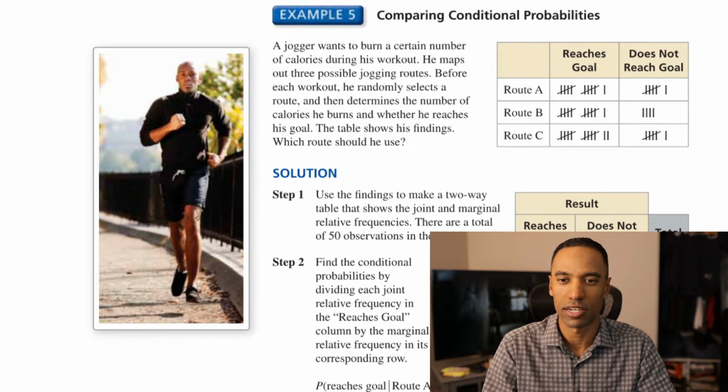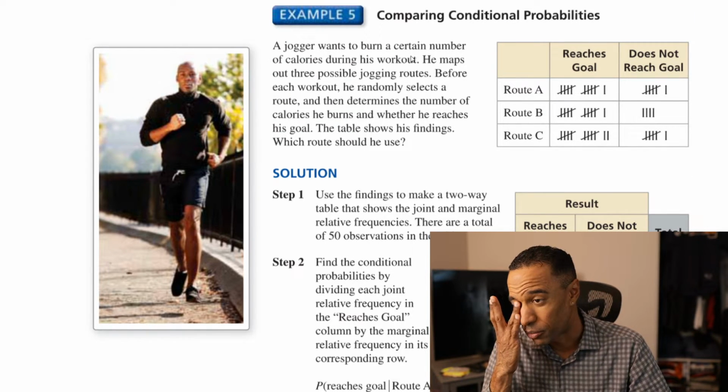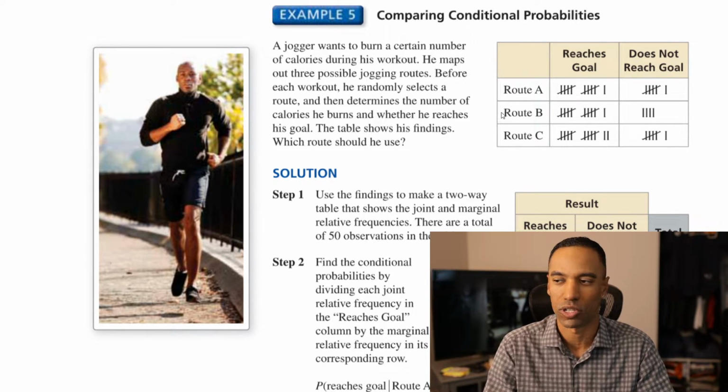Example 5, comparing conditional probabilities. Already 14 minutes in. Hopefully this is the last page of the thing. A jogger wants to burn a certain number of calories during his workout. He maps out 3 possible jogging routes. Before each workout, he randomly selects a route, then determines the number of calories he burns and whether he reaches his goal. The table shows his findings. Which route should he use?